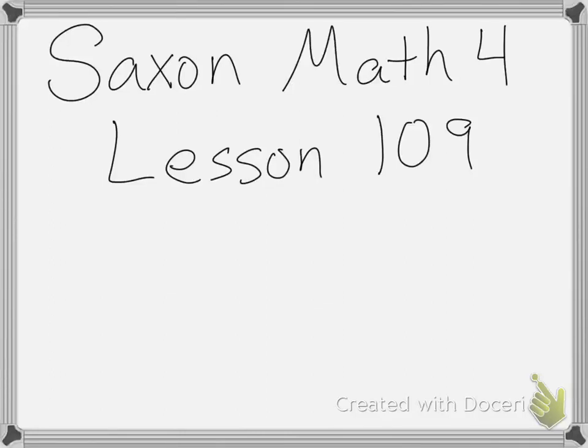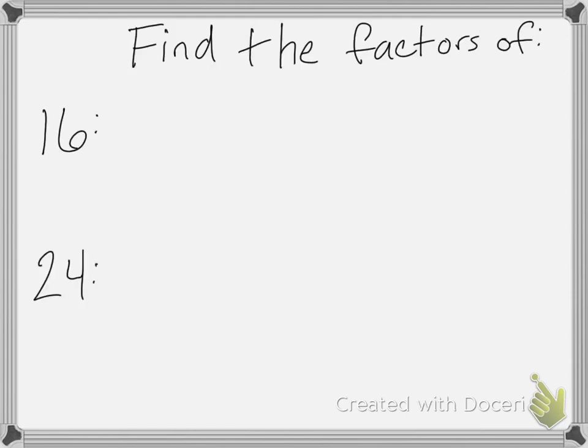Today's lesson is lesson 109, Simplifying Fractions Using the Greatest Common Factor. We have been learning how to find the greatest common factor of a pair of numbers. We can use this to help us simplify fractions. First, let's find the greatest common factor of 16 and 24.